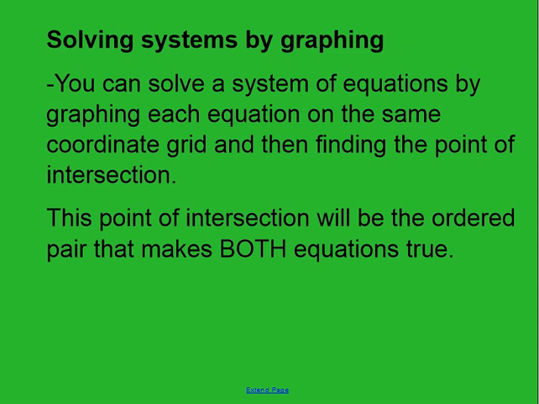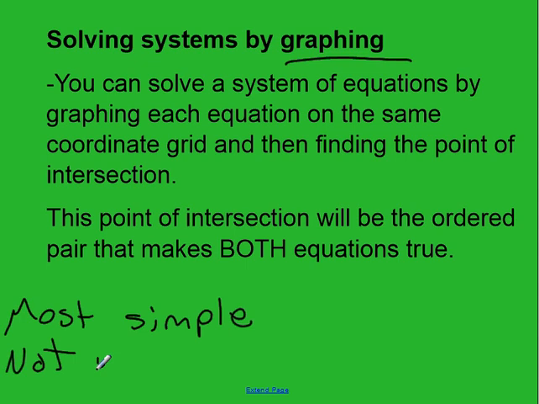There's lots of different ways to solve systems of equations. We're going to learn 3 in this class, and the first is solving by graphing. This is probably the most simple way to solve equations, but it's not always the most accurate. All right, so down here I want you to write most simple, not the most accurate.